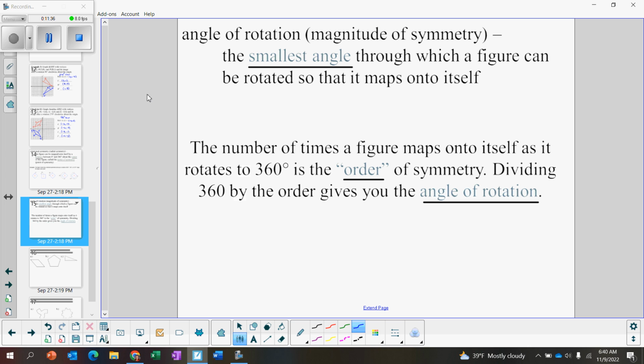The number of times a figure maps onto itself as it's rotating through 360 degrees is called its order. And if you divide 360 by the order, it will give you the angle of rotation. So 360 divided by the order equals the angle that we are looking for. Since the angle has to be less than 360, that means the order cannot be 1. The order has to be 2 or greater if the figure has rotational symmetry.